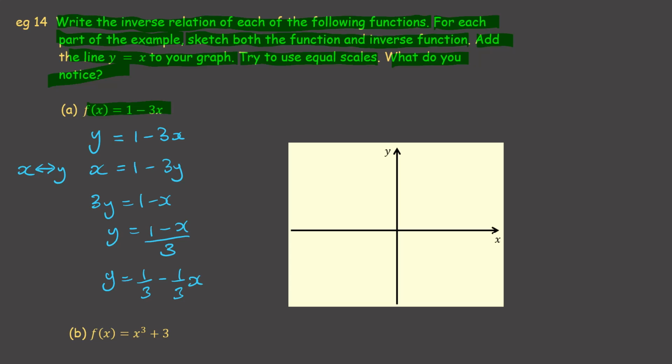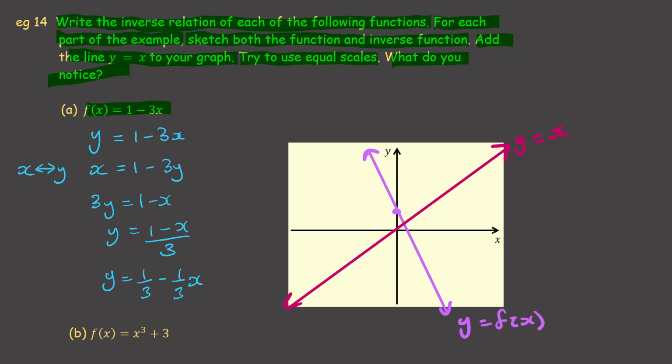So let's think about those sketches. The original function 1 minus 3x is going to have an intercept here at 1, and the gradient is going to be -3. So that line is going to look something like that. That's our y equals f of x. Now, let's put on the line y equals x on here. So it's going to look something like that. We can't get it really accurate without the actual scales.